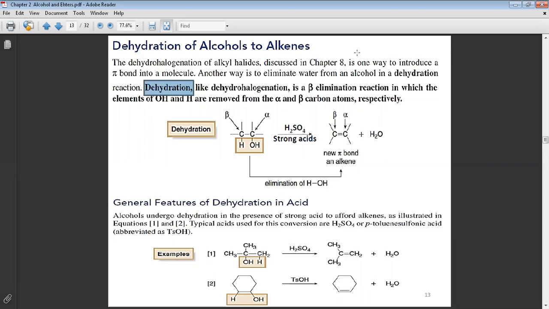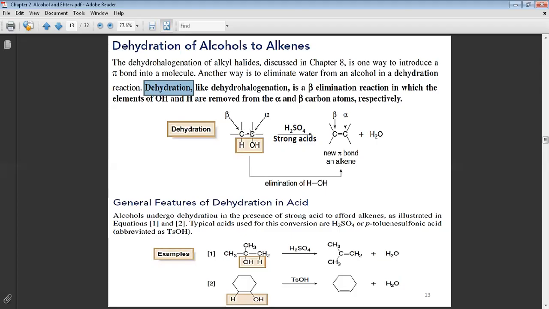It is a beta elimination reaction. What does beta elimination reaction mean? Look, this OH group is on the alpha carbon. The next carbon is beta. The elimination happens between the alpha and beta carbon: we remove the hydrogen from the beta carbon, so it is called a beta elimination reaction, in which OH and hydrogen are removed from the alpha and beta carbon atoms.